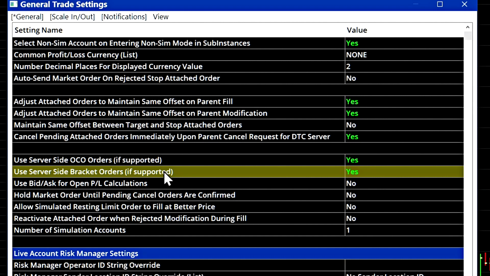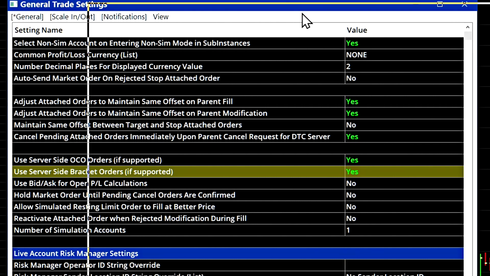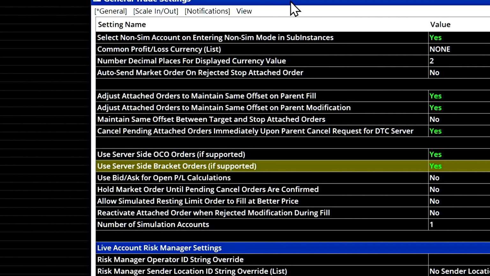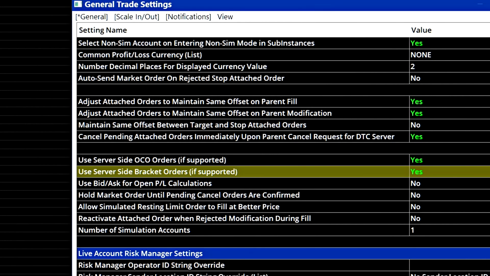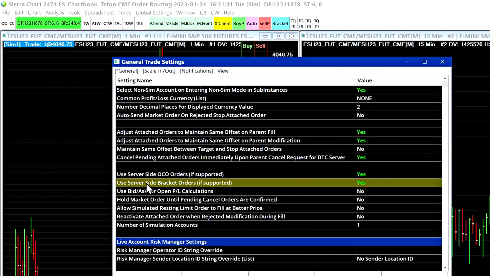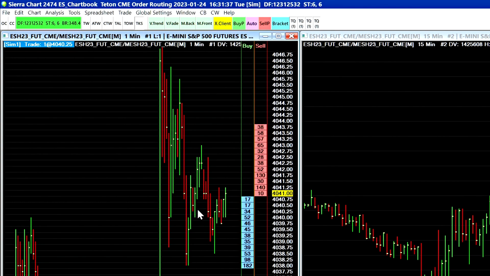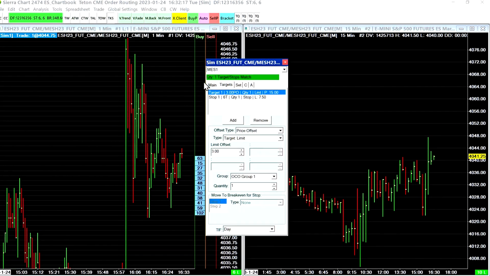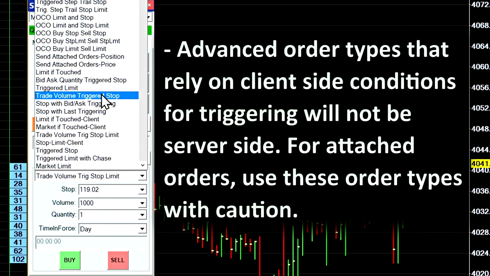Now, keep in mind that server-side bracket orders are only supported for the order types that are supported on the exchange. If you start using other client-side oriented order types or any kind of condition that reacts to market data in order to submit an order, at that point, your orders are not going to be server-side. What I mean is the conditions that are responsible for the triggering of those orders are not going to be server-side. For example, in Sierra Chart, there are different order types here, but what you need to understand is that some of these order types are actually client-side conditional orders and not actual order types.